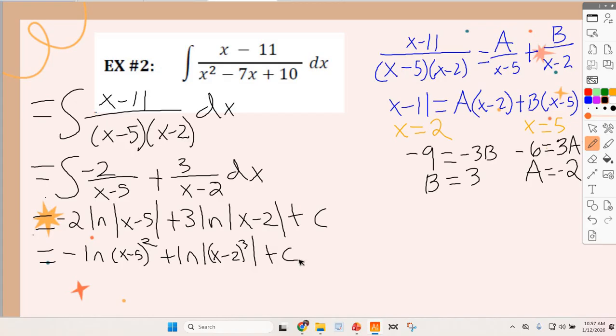This has a what? Negative. So negative becomes what? When you subtract two natural logs, it becomes division. So this would be the natural log of the absolute value of (x minus 2) quantity cubed divided by (x minus 5) quantity squared. Plus.